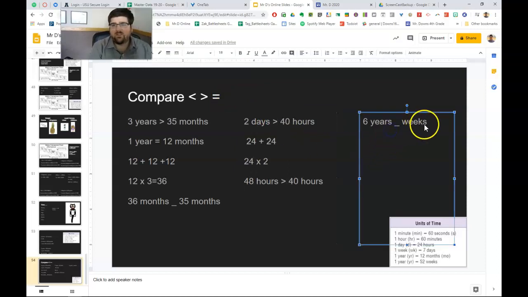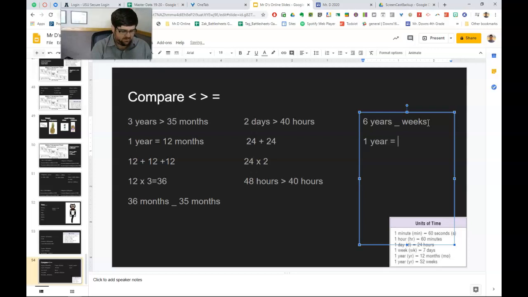And then for this last one, 6 years and weeks. If you remember, 1 year had how many weeks again? 52 weeks. So that means 6 years would be the same thing as 52 times 6, because I would do 52 plus 52 plus 52 plus 52 plus 52 plus 52. One group of 52 weeks for each of the years. But if you multiply 52 times 6, let me figure that out.